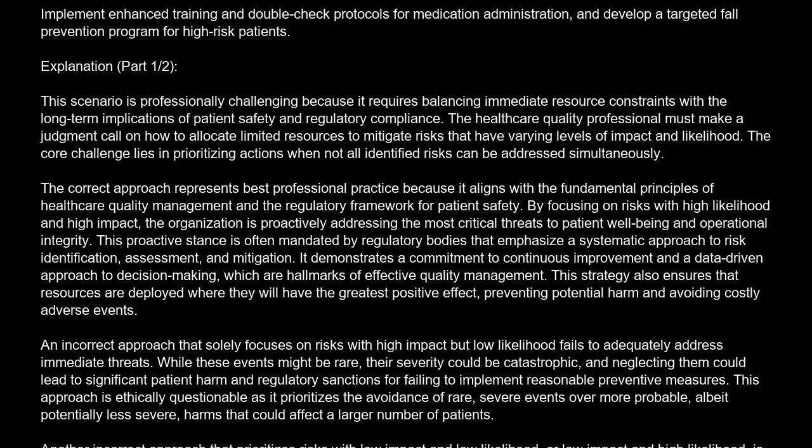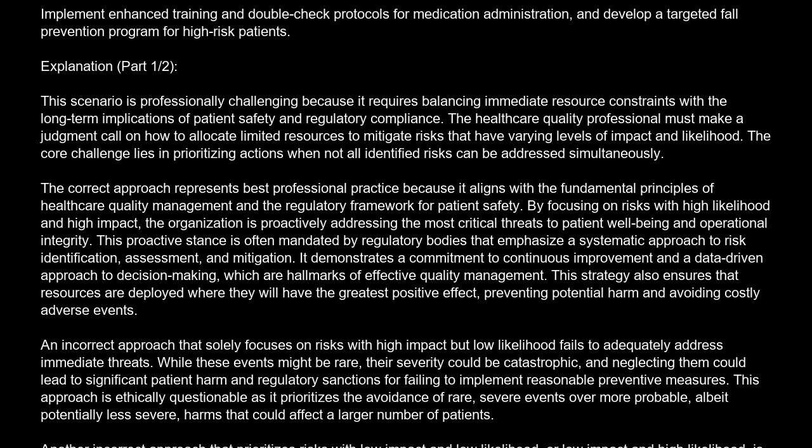This strategy also ensures that resources are deployed where they will have the greatest positive effect, preventing potential harm and avoiding costly adverse events. An incorrect approach that solely focuses on risks with high impact but low likelihood fails to adequately address immediate threats. While these events might be rare, their severity could be catastrophic, and neglecting them could lead to significant patient harm and regulatory sanctions for failing to implement reasonable preventive measures. This approach is ethically questionable as it prioritizes the avoidance of rare, severe events over more probable, albeit potentially less severe, harms that could affect a larger number of patients.